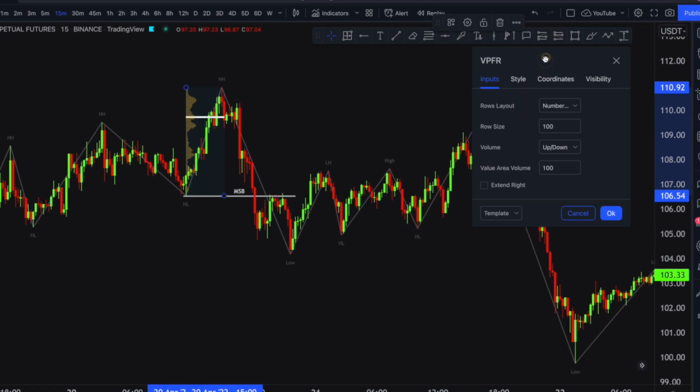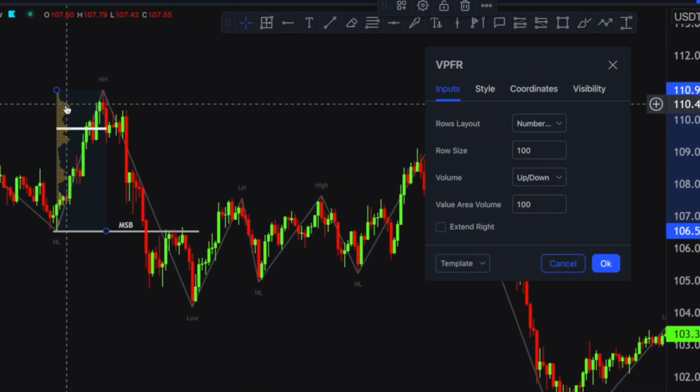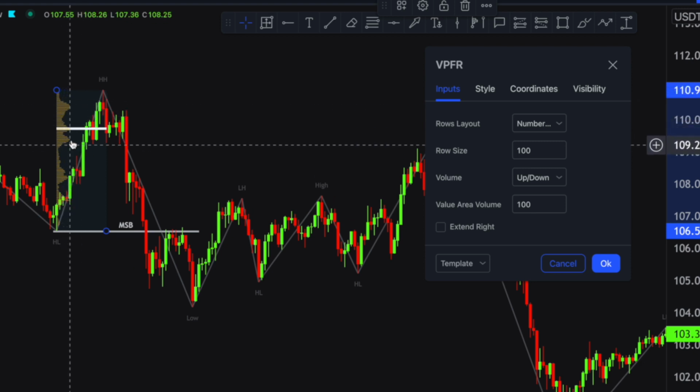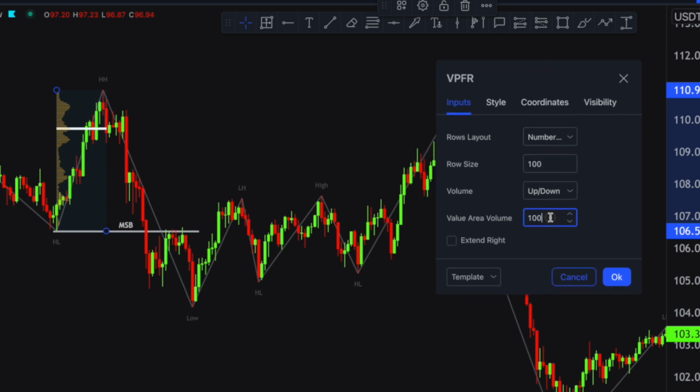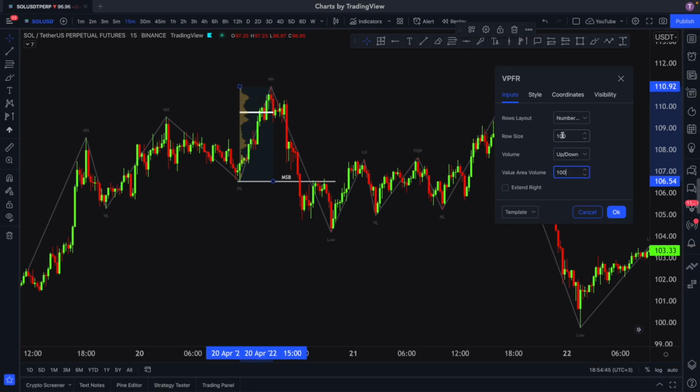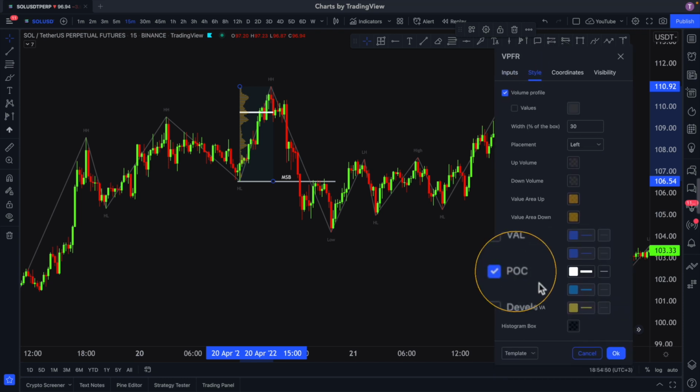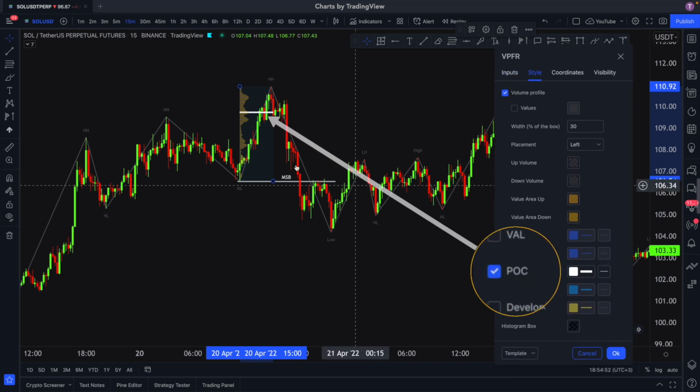What are my settings? These settings mostly present visual appearances and do not change the nature of the indicator. I set the row size and value area volume settings to 100. This is my preference. You can set it to anything you want. Other than that, I'm mostly interested in the POC line, which is the point of control, which is the highest volume activity level of the selected range.